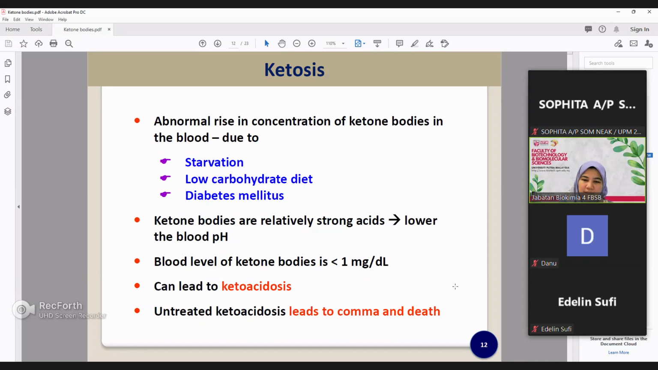You want to be a doctor by yourself, or you don't want to have any treatment at all. It is a very serious complication, especially for type 1 diabetes mellitus, because it can lead to coma and death. Imagine if the blood pH goes down to a very low level. Imagine what happens to your body.